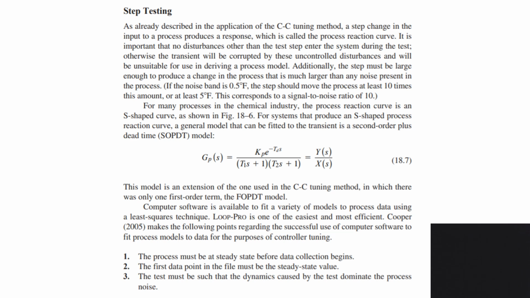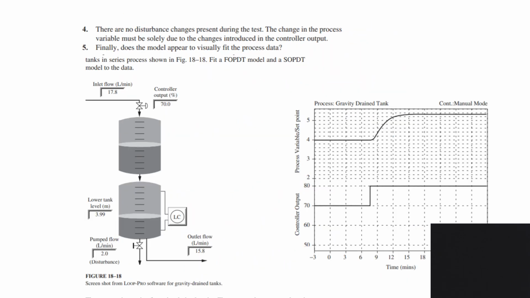Okay, so in the olden days they used a method called Loop-Pro. Loop-Pro is the easiest and most efficient method. Okay, so what they have done is collected the data, and the first data point in the file must be a steady state value. Okay, and the test must be done to dominate the process noise. Here you can see that you take a process model, excite that with a step input and collect the response.